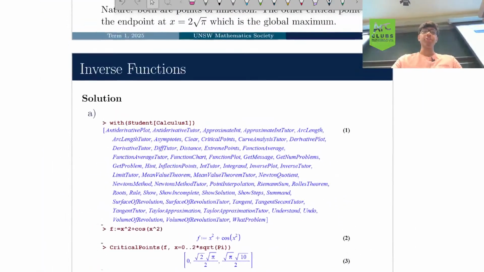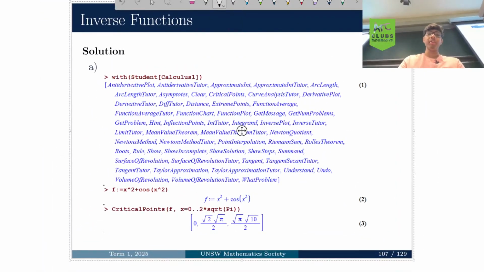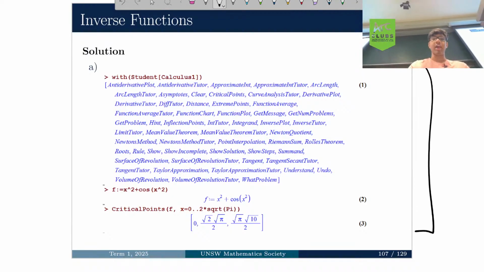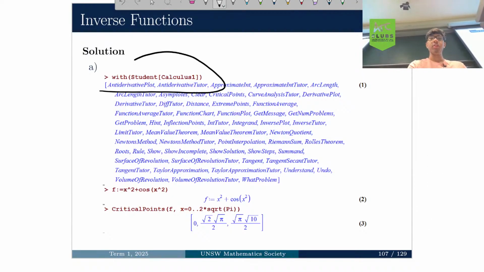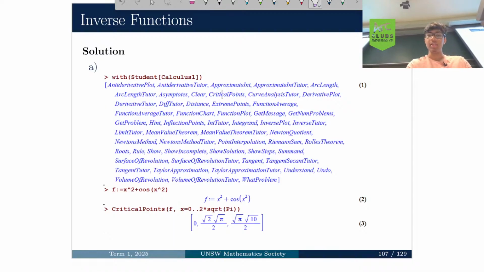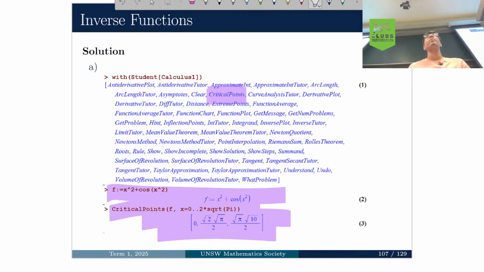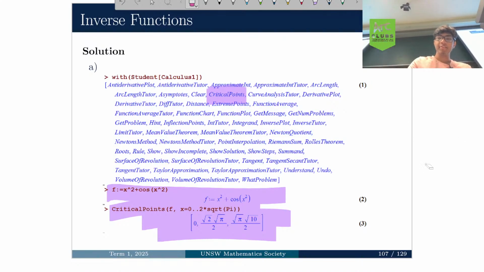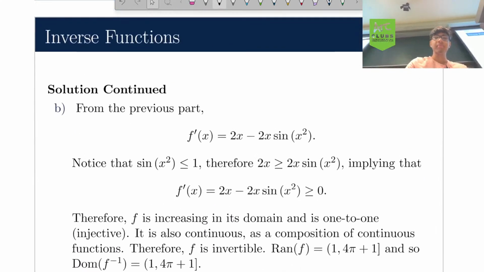Oh, sorry. For solution A, they do also mention the calculator, because I mentioned you can do it with your calculator. These are the Maple syntax for ways you can do it with Student Calculus. You have your function, and then critical points, and you can find them out. This is just Maple syntax, and it's included there just so you know. Sorry. Let's continue with part B.